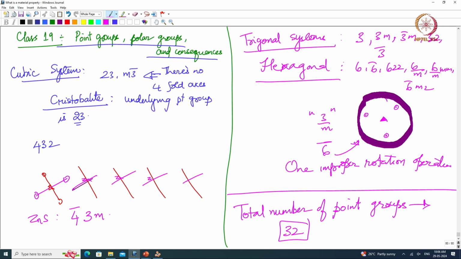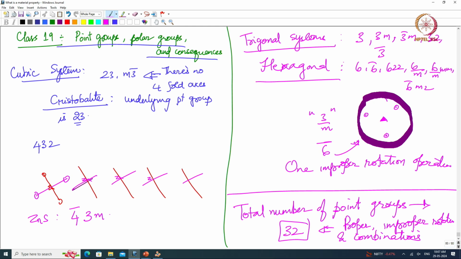So, 1 bar is inversion, 2 bar is mirror, right. So, I am just going to call them improper rotations, right. So, 32 point groups include proper, improper rotations and combinations. So, these are the symmetry operations.